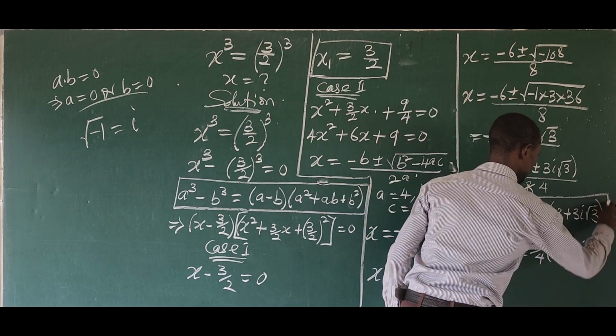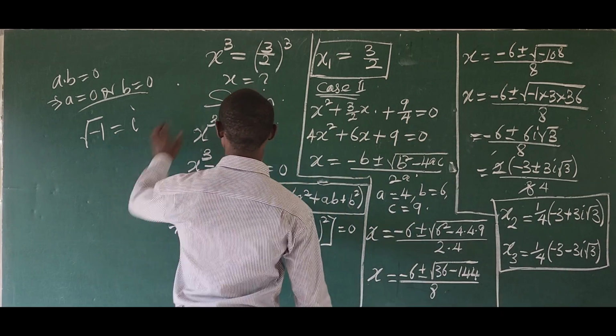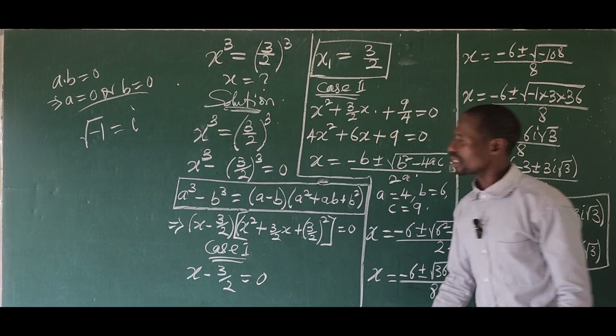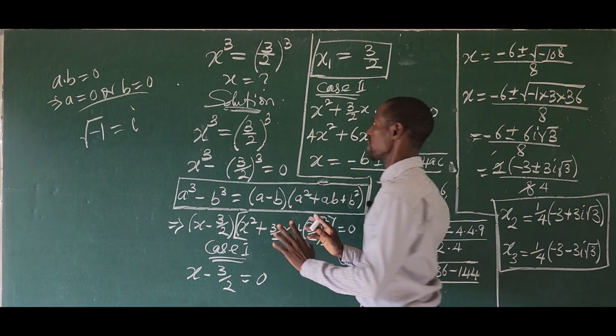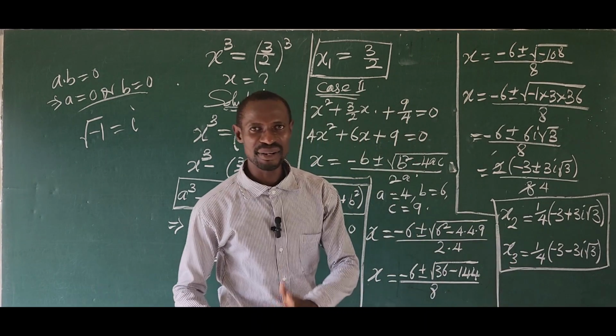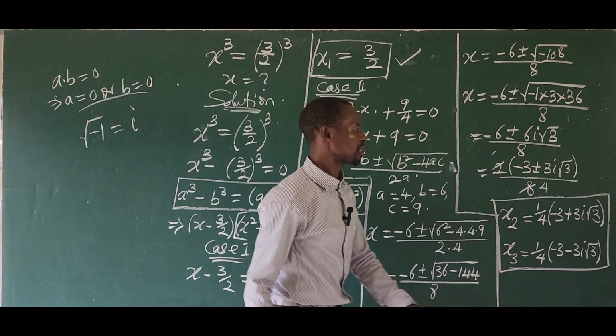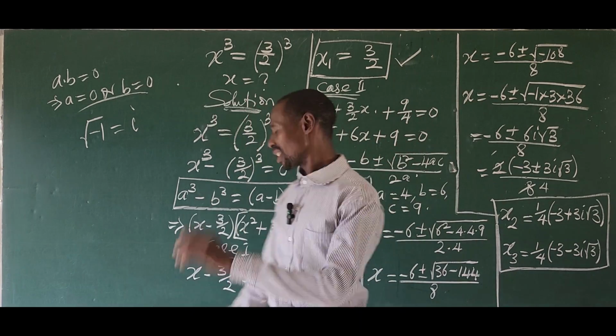So these are the other two roots or values of x that satisfy this polynomial equation. Again, x2 and x3 are imaginary roots, while x1 is the only real solution or real root from this problem.